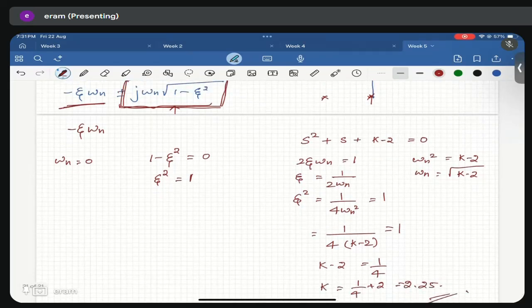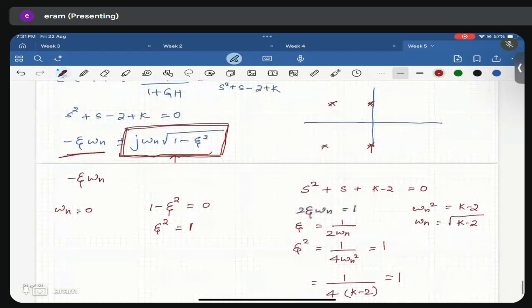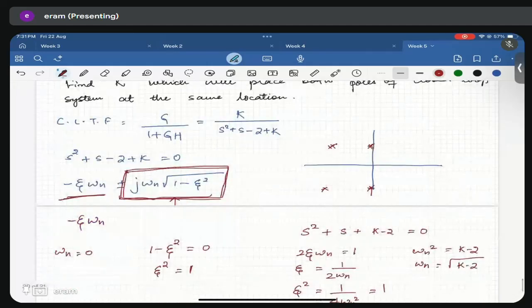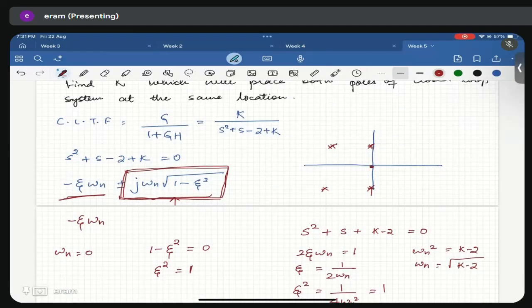Is it clear? Ma'am, can we equate omega n square equal to 0? If you put omega n equal to 0, then both the poles will be at the origin, which is not a desirable case. If you have a repeated pole at the origin, then the system will be unstable.